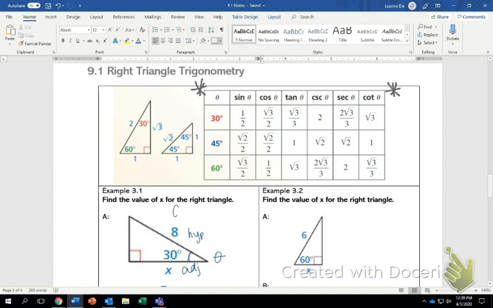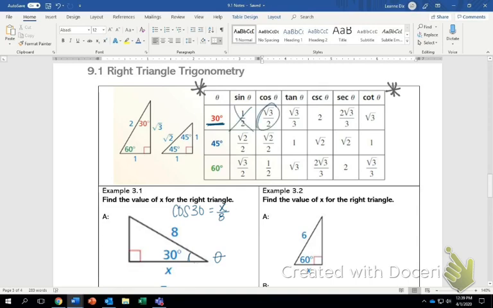And I should get a cosine of theta, but I know what theta is. Theta is actually 30 degrees. And it's going to be equal to adjacent over hypotenuse, or x over 8, okay? So that is the first step. The second step is going to our table and asking ourselves, well, what is cosine of 30 degrees? So I have my 30 degrees right here, and I don't need sine, I need my cosine.